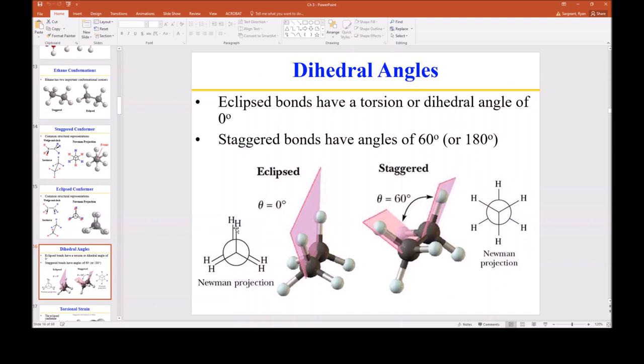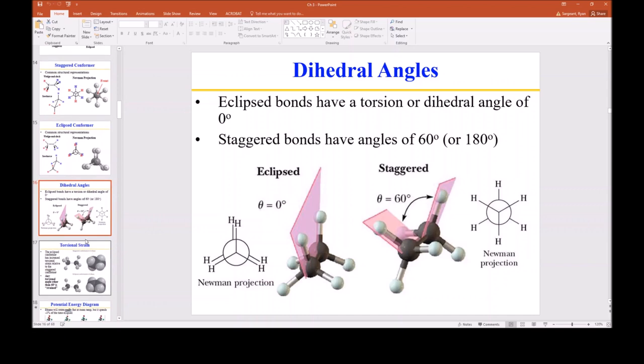For your eclipsed conformations, this front hydrogen and the back hydrogen have a 0 degree dihedral angle. And the front hydrogen and this back hydrogen over here would have a 120 degree dihedral angle. That's how we think about dihedral angles.